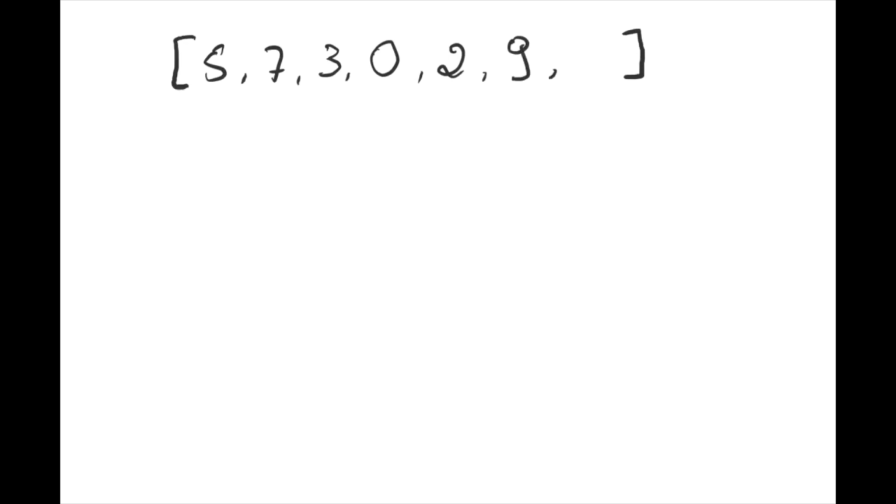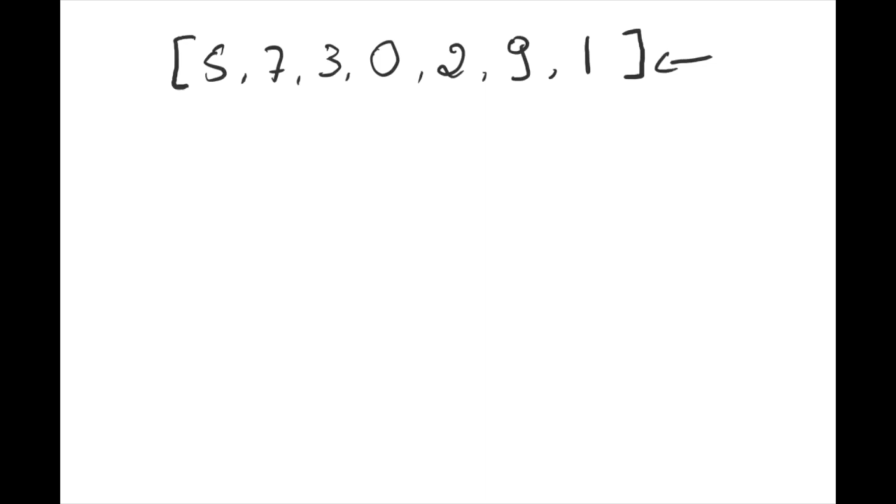In order to see how merge sort works, we will take an example of a list of unsorted numbers and sort them using the algorithm. Let us take this unsorted array as an example: 5, 7, 3, 0, 2, 9, and 1.